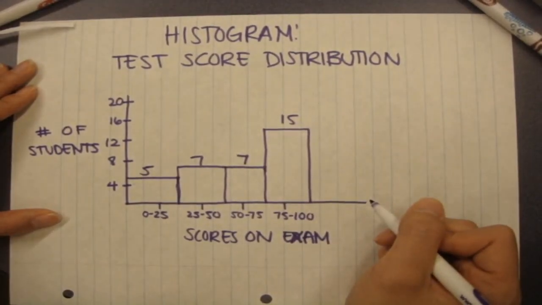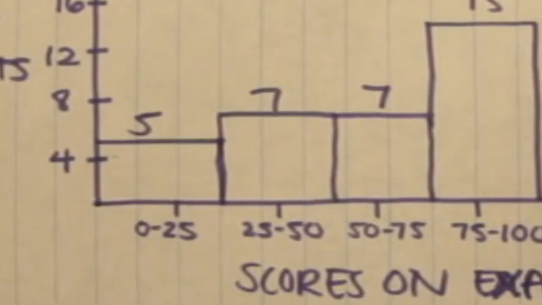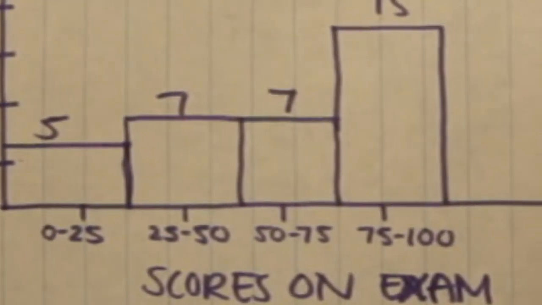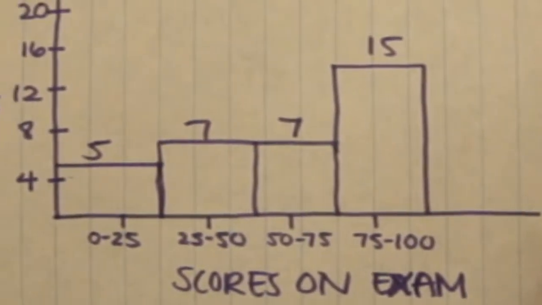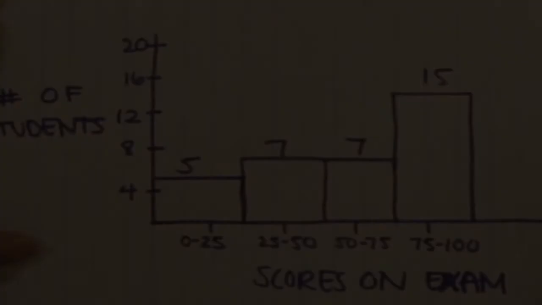5 students got scores ranging from 0 to 25. 7 students got scores both from 25 to 50 and 50 to 75. And 15 got 75 to 100 on the exam.